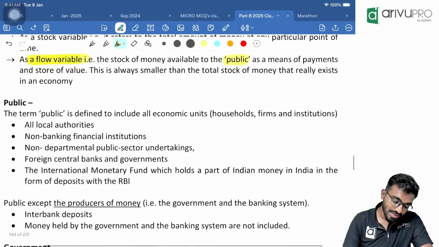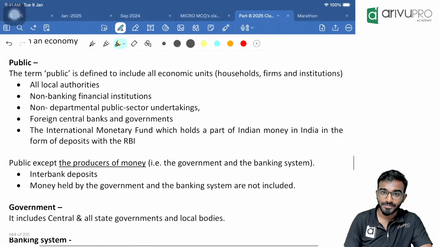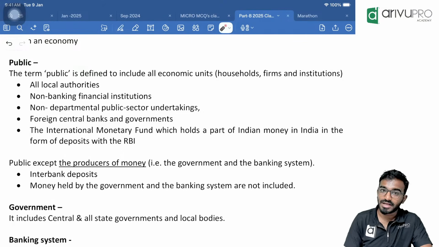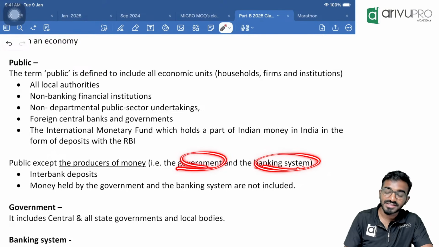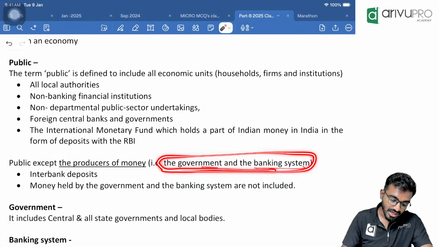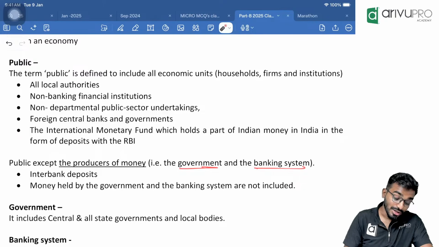Now in an exam, they will ask you to find a numerical on money held by the public. See, first understand who is called the public. Rather than understanding who is called the public, it is easy to know who is not called the public: the producers of money. In our country, there are two important producers of money, that is the government and the banking system. Except these two, everyone else will come under the definition of public, including foreign central banks, foreign governments, the International Monetary Fund, the World Bank or the Asian Development Bank, whoever is keeping Indian money with the RBI, that is also public money. Any non-banking financial institution, local authorities, all the non-departmental public sector, everyone will come under the definition of public except the producers of money.